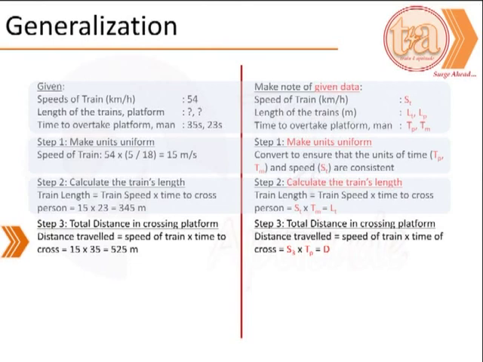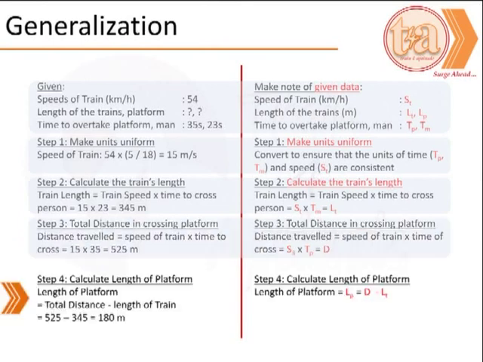If the train is to cross the platform, then the total distance covered by it would be the length of the train plus the length of the platform. We also know that it has traveled through this time at a specific speed, and therefore we can calculate the total distance traveled. We know that the train has traveled the total distance. We also know the length of the train, and therefore we can use it to find the length of the platform.